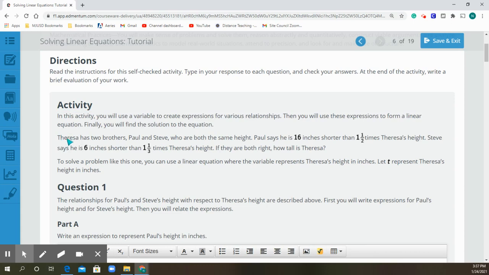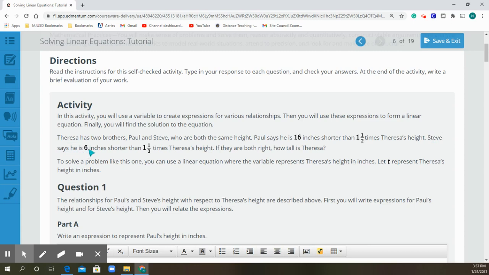So here's the problem. Teresa has two brothers, Paul and Steve, who are both the same height. So when we see same, we know that later that will be part of the equation. Whatever the expression for Paul is and the expression for Steve, they should be equal because this says they are the same height. Paul says he is 16 inches shorter than 1/2 times Teresa's height. Remember, Teresa's the sister.